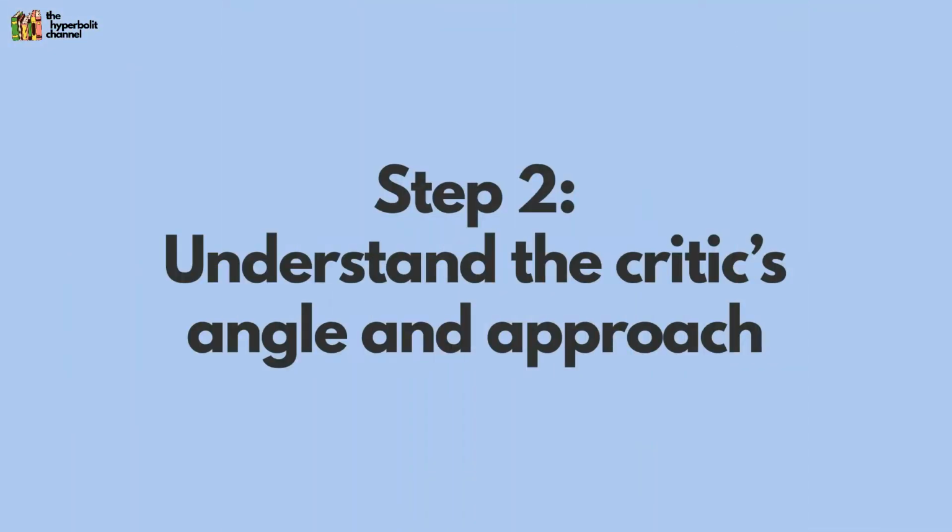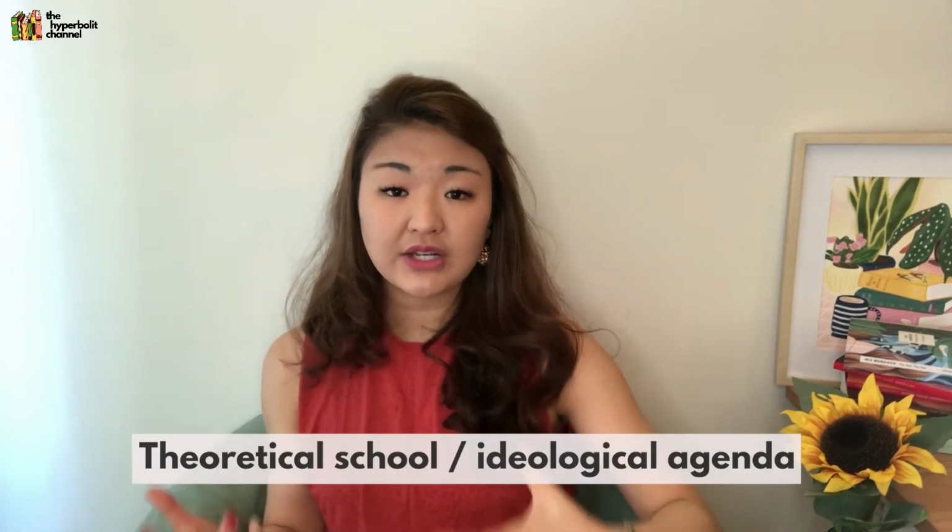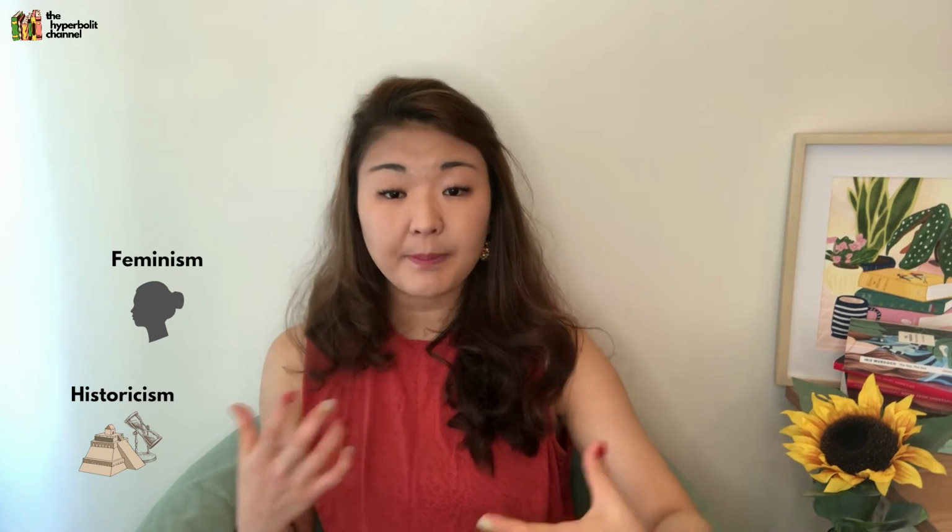This brings us to the next step. How do we go about finding opposing views in this wild west of literary criticism? The way to do this is to understand a critic's angle and approach, which usually stems from their theoretical or ideological agenda. So ask yourself, is the critic a historicist, someone who reads literature as a product of historical developments, or a feminist, someone who reads literature for gender tensions and power dynamics?